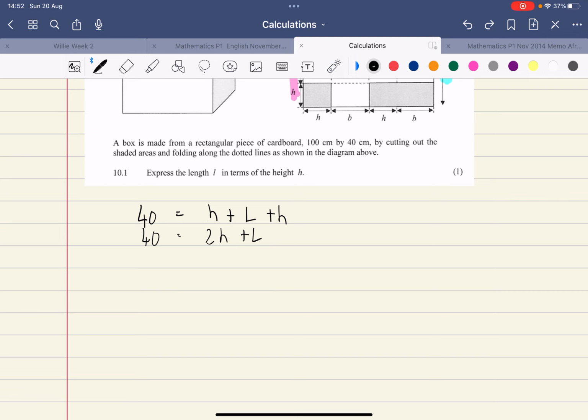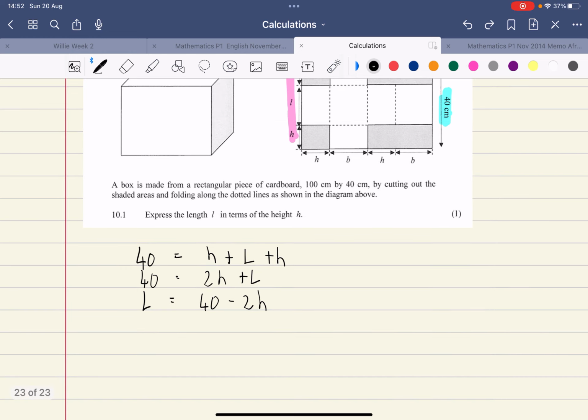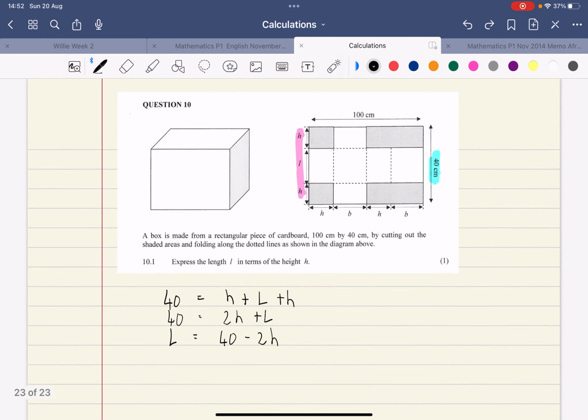All we need to do here is rearrange. So we solve for L. Bring L to the one side, isolate it, and what we find on the right-hand side is an expression for L in terms of h and a constant. And that's all we have to do. That is solving for L, expressing L in terms of the variable h. And that is the problem solved.